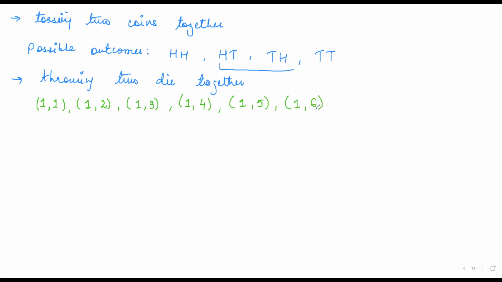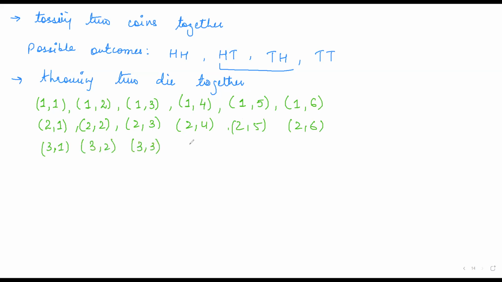Right? Now the first die can be 2, and the second die can be 1. First die 2, second 2, then 2 and 3, right? First die 2, second 4, then 2 and 5, then 2 and 6. Getting it? Are you getting the pattern? Yes, ma'am. Similarly, the first die can show number 3, second die number 1, right? Then 3 and 2, 3 and 3, 3 and 4, 3 and 5, and 3 and 6.